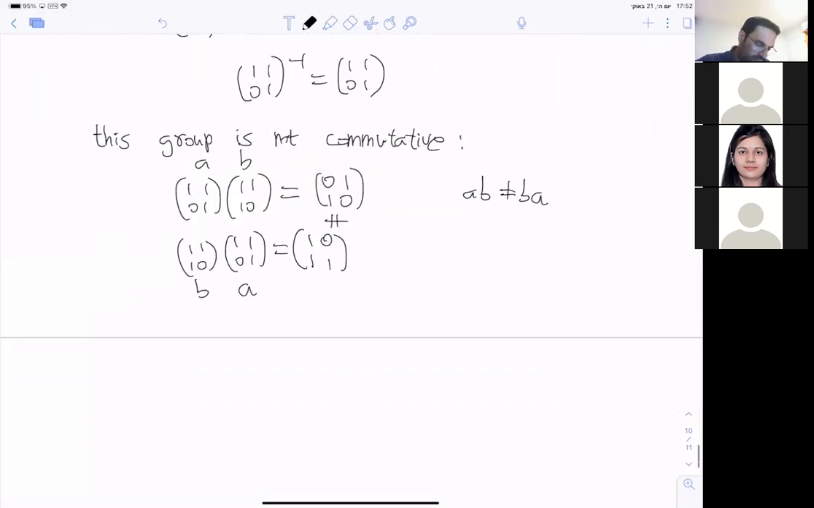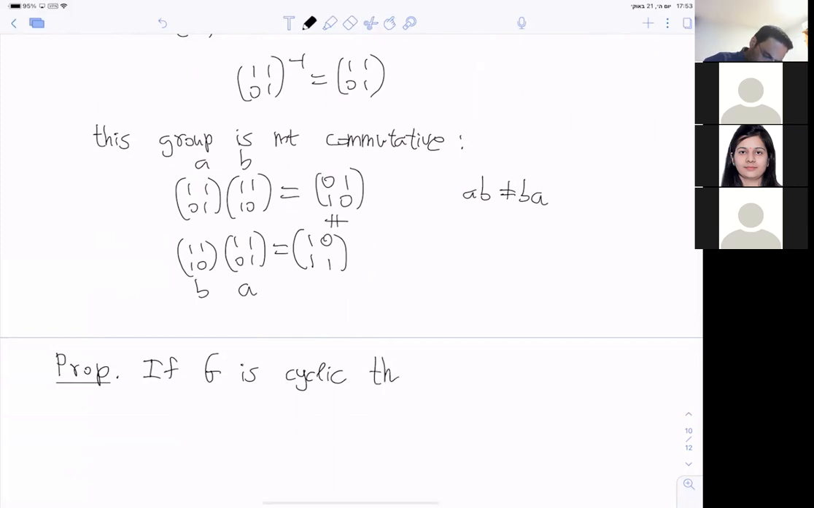Let us write it. Proposition: if G is cyclic, meaning that it can be generated by a single element, then G is commutative, what we call abelian. We're going to prove it.